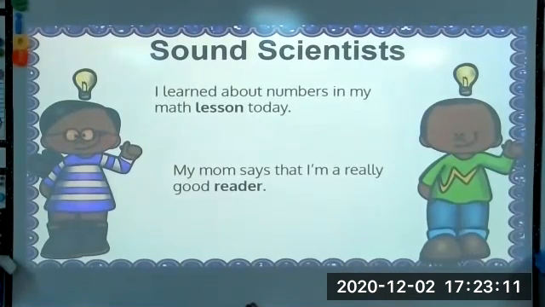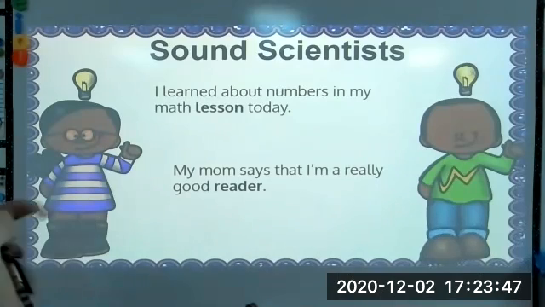All right, so our second sentence is, my mom says that I'm a really good reader. What word are we going to be talking about from this sentence? That's right, the word reader. How many syllables are in the word reader? There are 2 syllables. What are those syllables? Okay, we have read, er. How many sounds make up the first syllable?